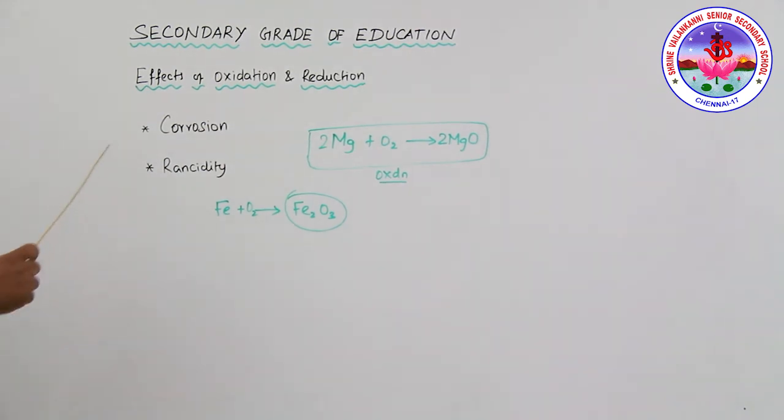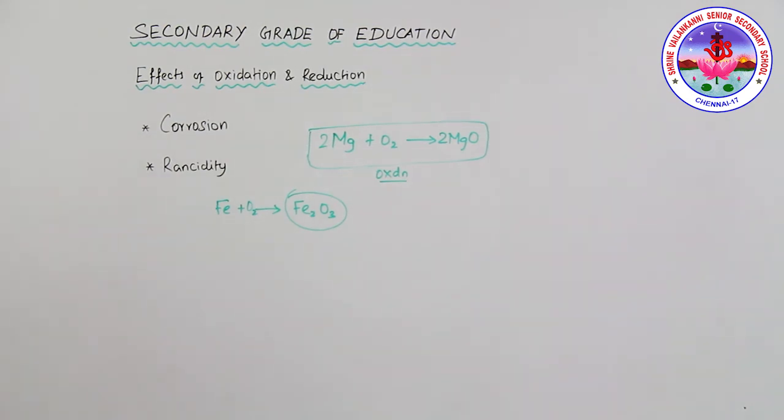This is one example. Similarly, silver also oxidizes and converts to silver oxide. Sometimes you can notice that silver turns black because some material is deposited on the silver, that is the conversion to silver oxide. This is also called corrosion, and sometimes sulfur also.